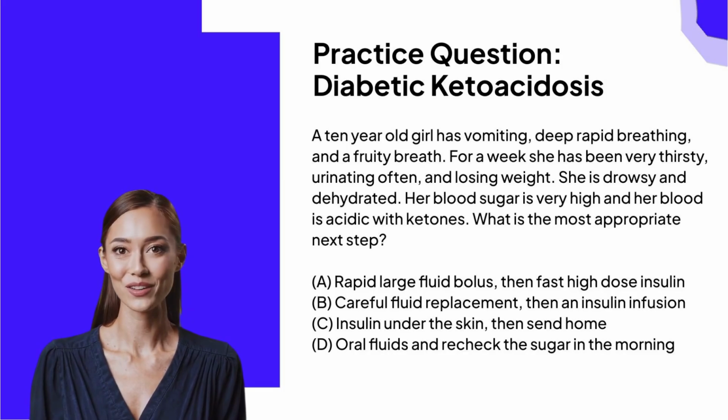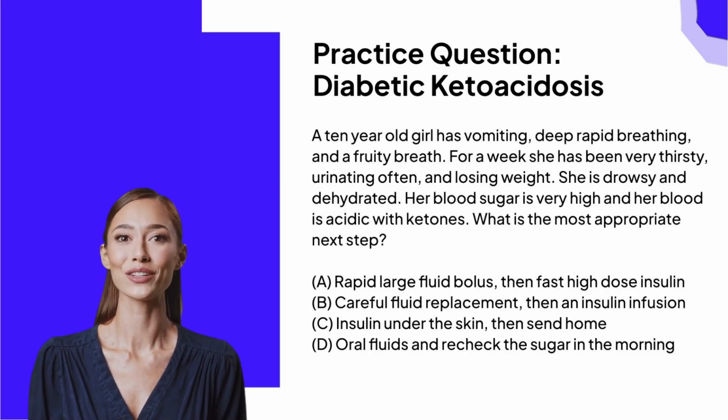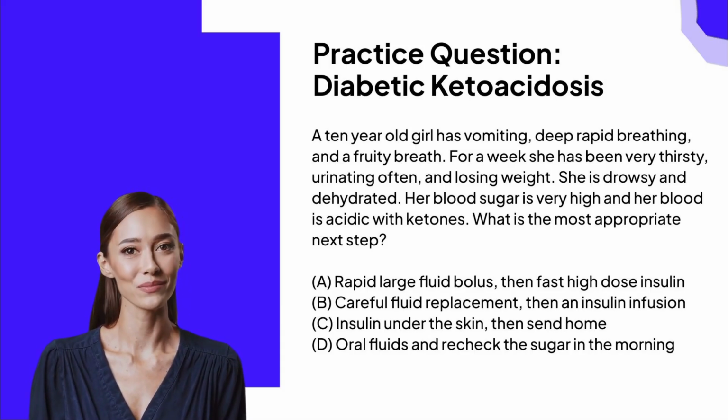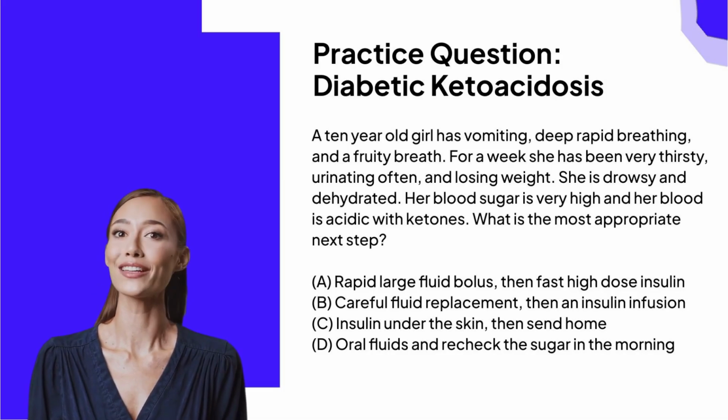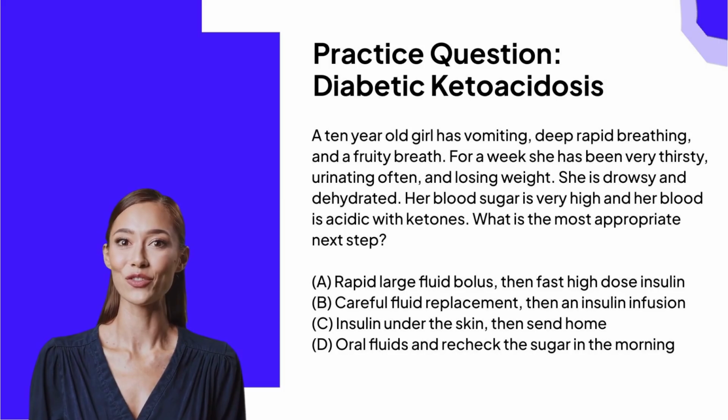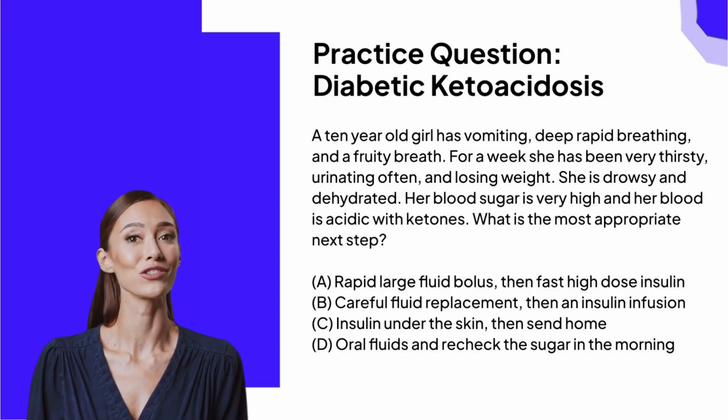Her blood sugar is very high and her blood is acidic with ketones. The question asks for the most appropriate next step in management. The choices are: give a rapid, large bolus of fluids and then start high-dose insulin quickly. Start careful intravenous fluid replacement and then begin an insulin infusion.